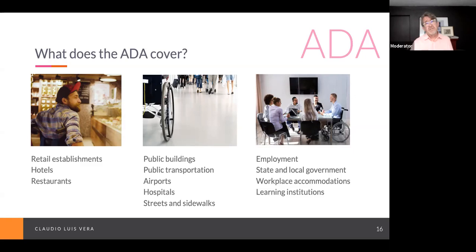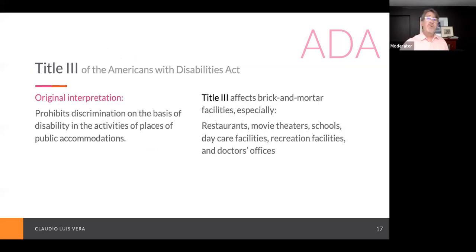And there's also sections of it that lead to state and local government. So state and local government, learning institutions are affected by the first part, which is Title I. Employment is affected by Title II. And then we have Title III, which is the most important part of the ADA, which deals with public accommodations. So it affects the sorts of brick and mortar facilities that we were just talking about. And so it prohibits any sort of discrimination where you would build a facility that is not usable or not accessible to people with a disability.